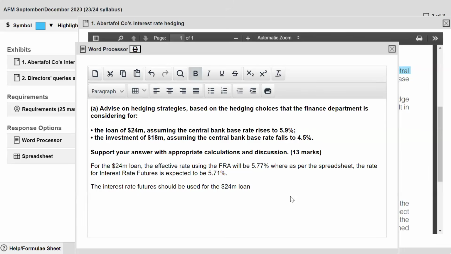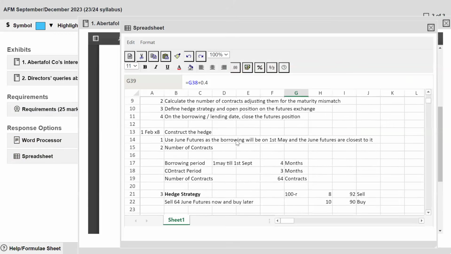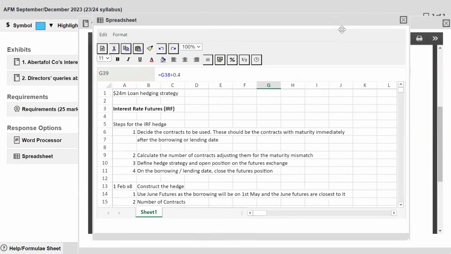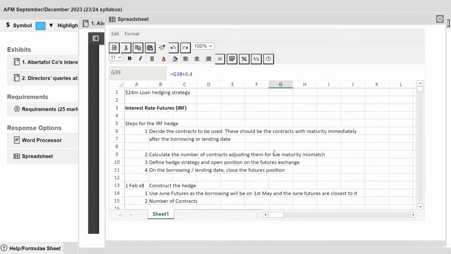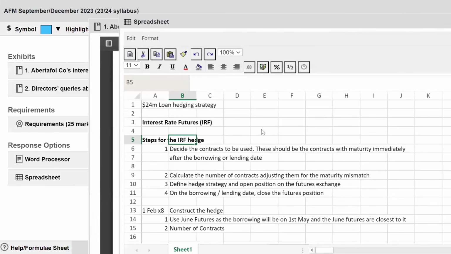Okay, I'm just explaining. Yes, we are calculating the lock-in rate, Jamshed. For the closeout rate, you need to have the spot rate on the date of borrowing or lending. Now see, what did I do? First of all, everyone who is having a problem, I'm just explaining things now. Can you just read through these steps for the interest rate futures hedge and let me know if you are okay with this? If anyone wants to know anything about any of these steps, do let me know.